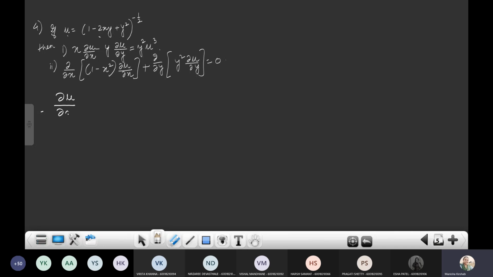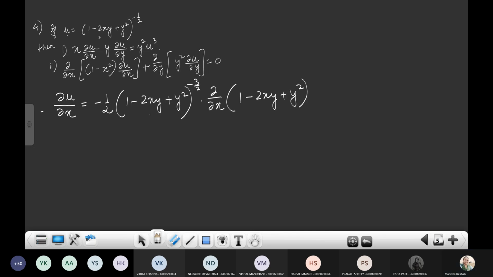So we have del u del x will be equal to, now u is this. So what will be my del u del x? So I will be differentiating this with respect to x. So it will be minus half into 1 minus 2xy plus y square raised to minus half minus 1. So it will be minus 3 by 2 into, again differentiating this with respect to x, 1 minus 2xy plus y square.